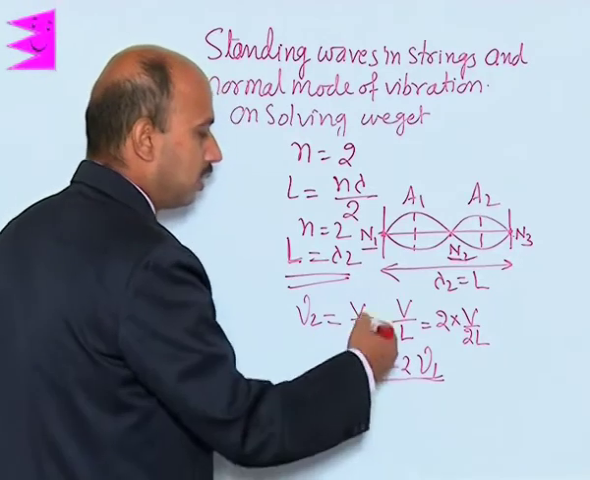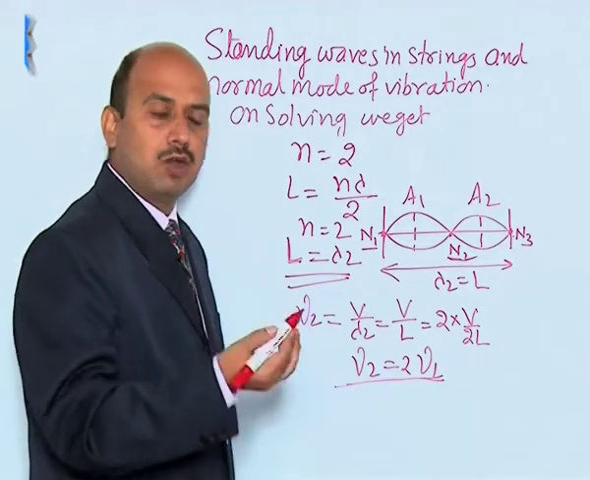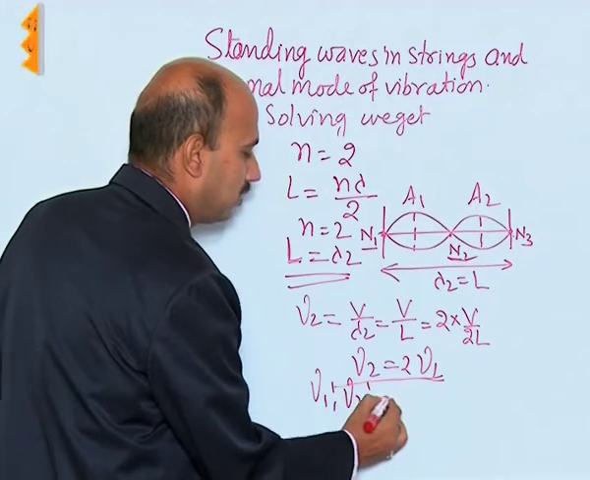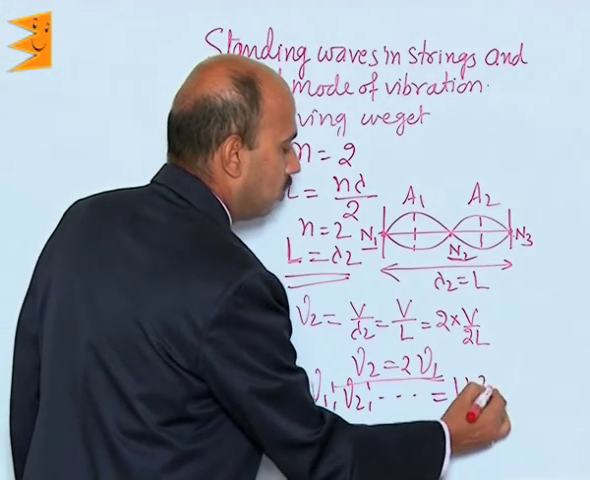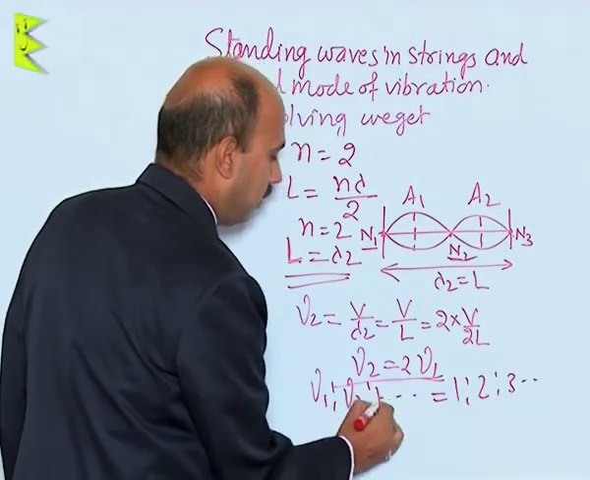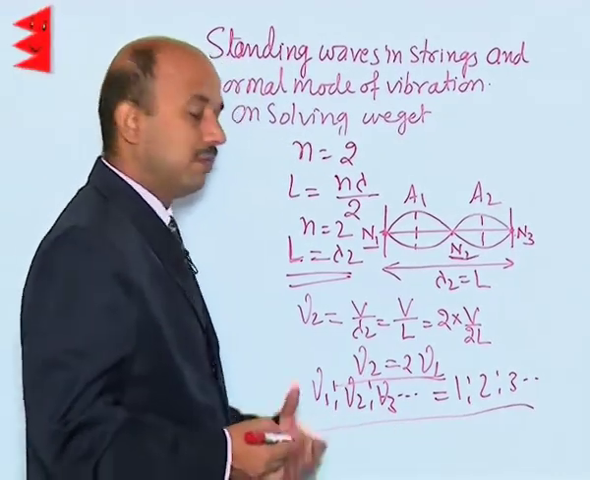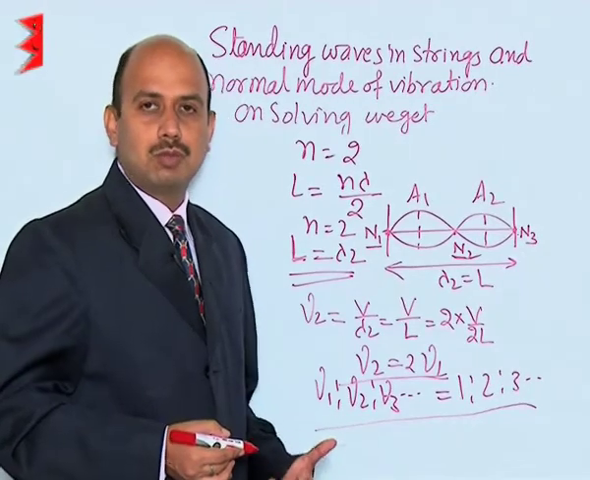And here we can write, if you keep on getting the frequency in the different normal modes of vibration, you will be getting nu 1, nu 2 ratio like this, 1 is to 2 is to 3 like this, if you are taking nu 3 also here. So, in this type of ratio you will be getting the frequencies in the different normal modes of vibration.